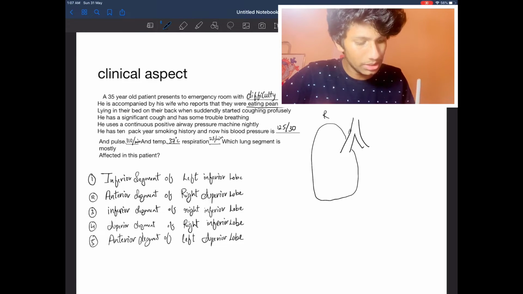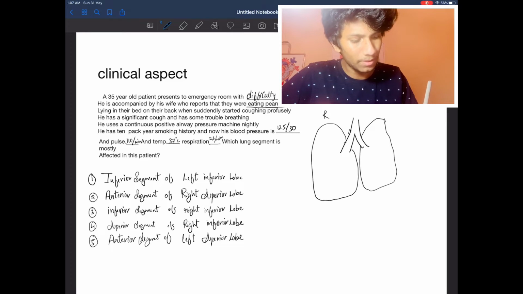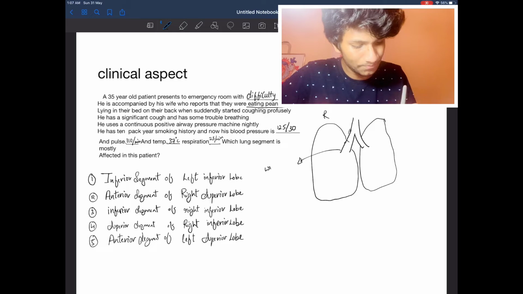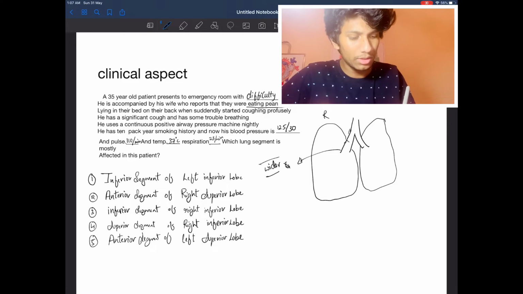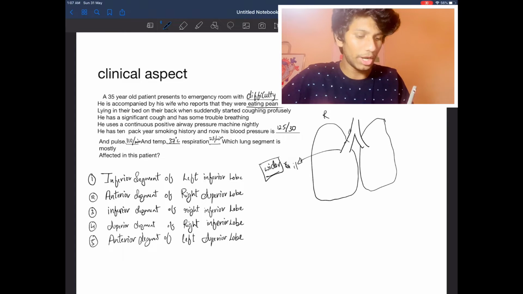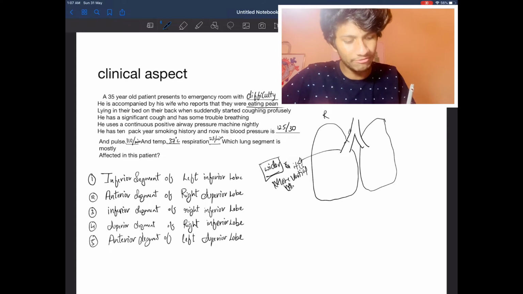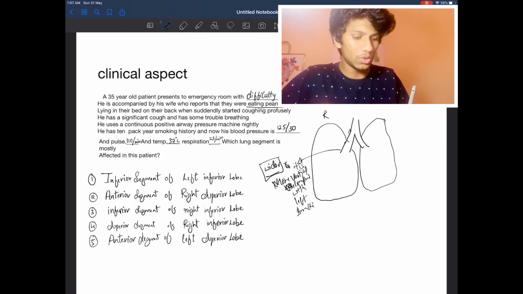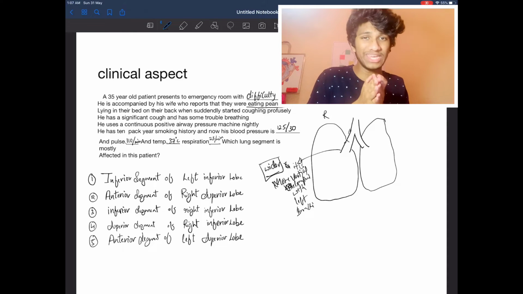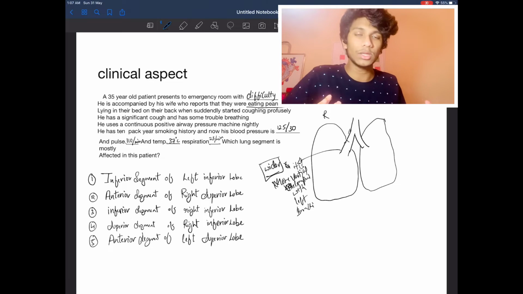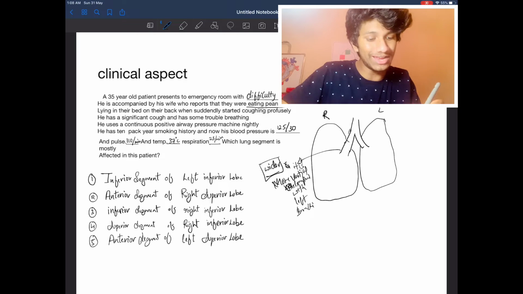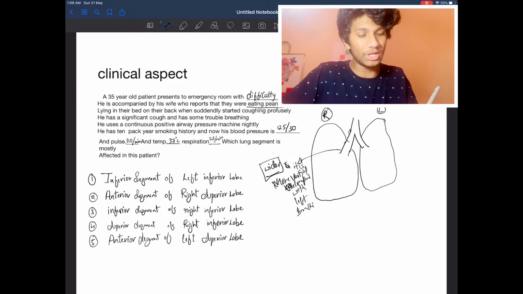The perfect answer for this is we need to know that the right bronchus is wider, and also it is more vertical as compared with the left bronchus. With this basic concept of the bronchial width and the vertical position of the bronchus, it makes sense that the foreign body will enter into the right lung more commonly as compared with the left lung.